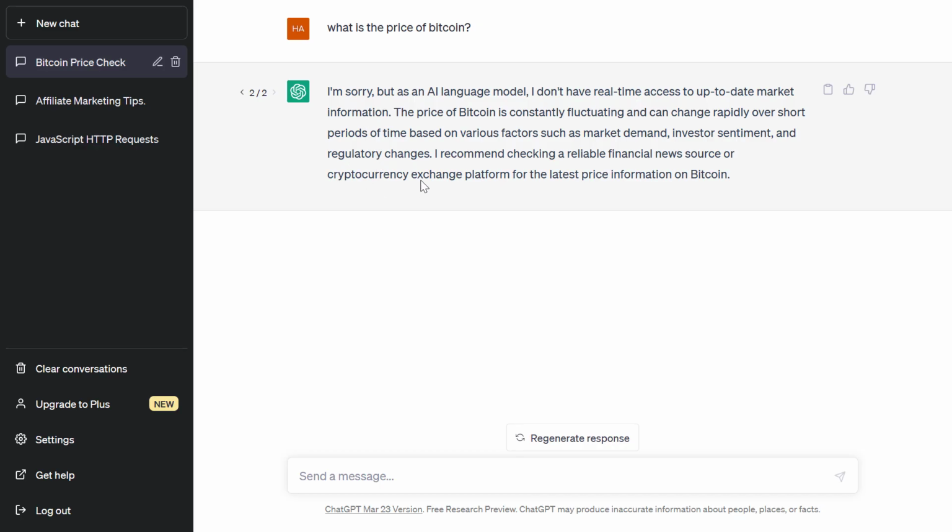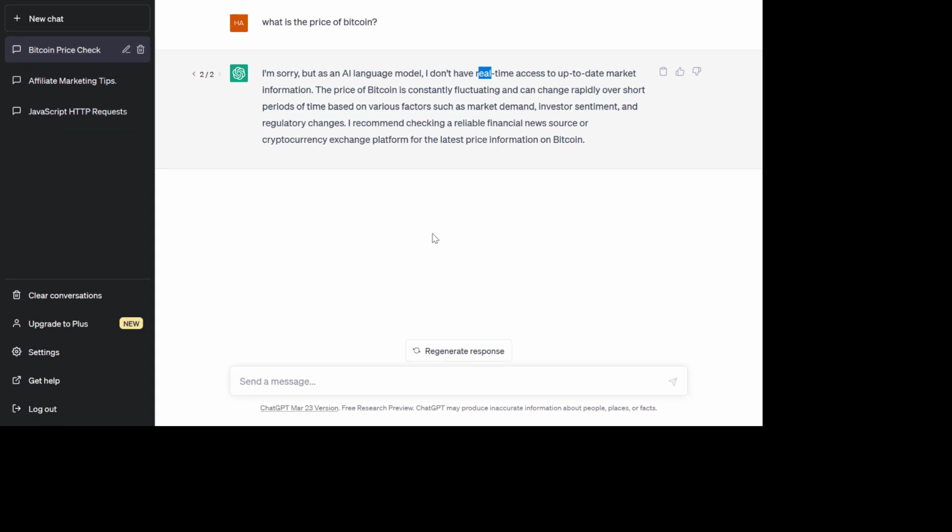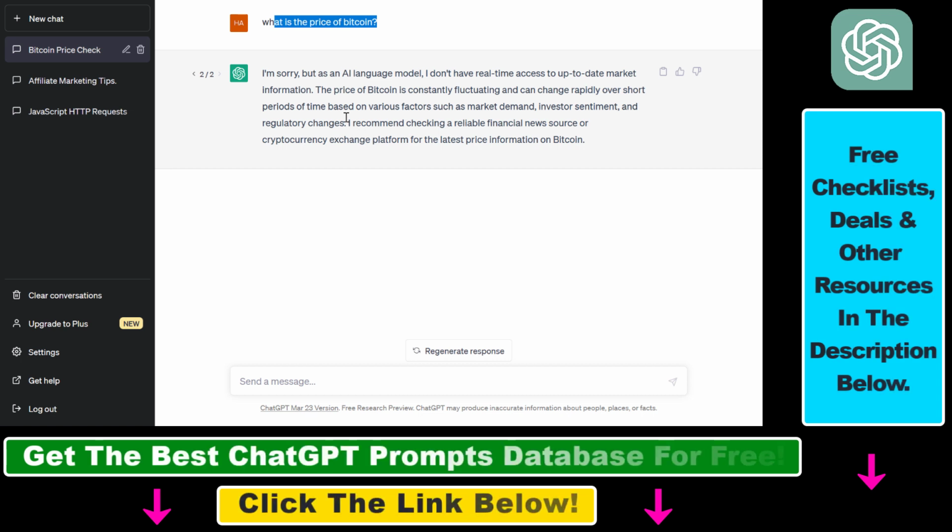As you might know, if you ask ChatGPT a question about real-time data or about events that happened after 2021, like what is the price of Bitcoin today, as an AI language model, ChatGPT is not gonna be able to reply to your questions. And also it is not able to access URLs or web pages on the internet, so it's not going to be able to read the content of a web page.